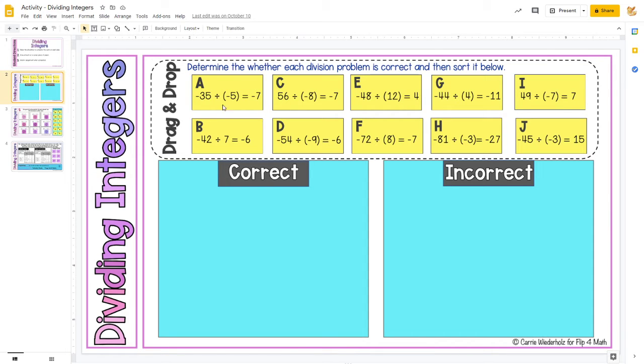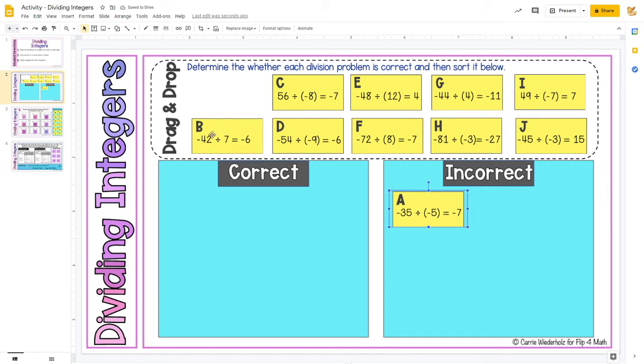So for this first one, A, we have negative 35 divided by negative 5. The answer is 7, but is it negative 7? Well, since they are both negative, it should be positive. So this would go under incorrect.